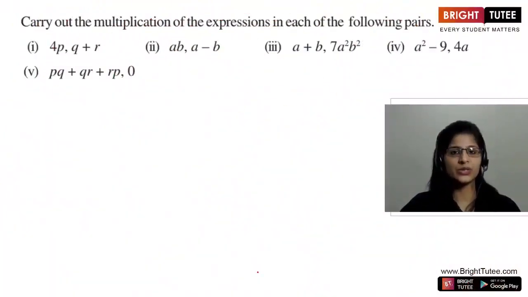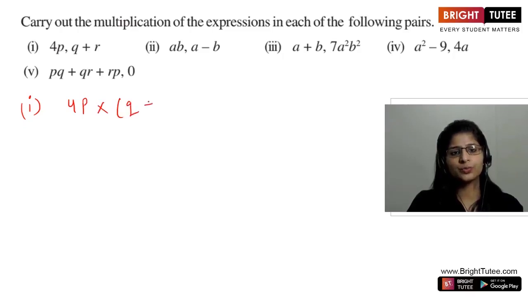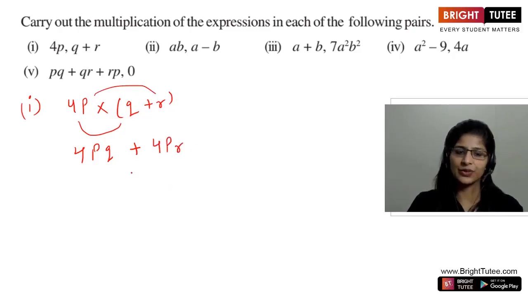So let us do the next question now. Here we have to carry out the multiplication of the expressions in the following pairs. So let us multiply the first part. 4p is to be multiplied with q plus r. So 4p will first get multiplied with q. 4p into q gives us 4pq plus 4p into r gives us 4pr. Right? This is how we do it.